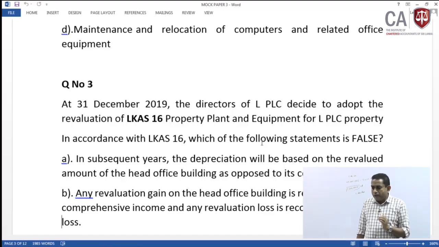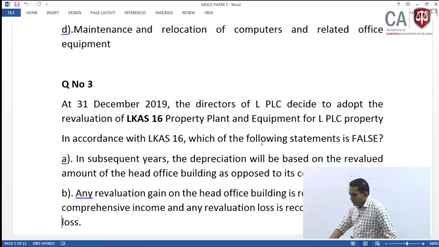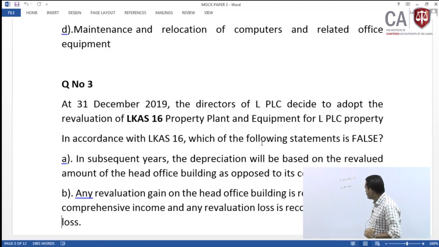First one, in subsequent years the depreciation will be based on the revalued amount of the head office building as opposed to its cost. Say your building was originally 5 million, and the book value in 2 years time was 4 million, and we started depreciating it over a 10 years lifetime on a straight-line basis. In 8 years time, this is the book value, and this was revalued from 4 million to 4.8 million.